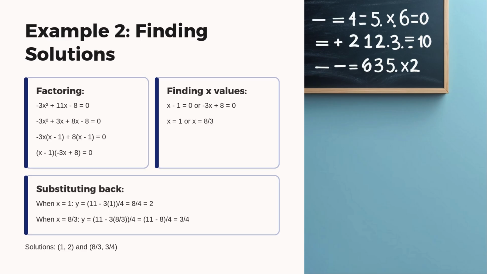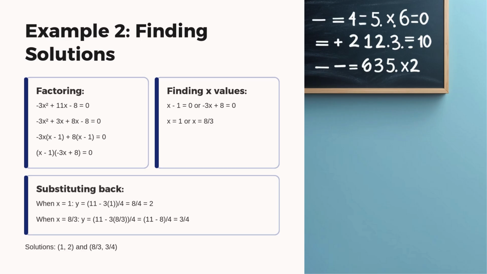Substitute each x back to find y. When x = 1, y = (11 - 3 times 1)/4, which equals 8/4, which equals 2. This is derived by substituting x = 1 into y = (11 - 3x)/4 and simplifying the arithmetic. When x = 8/3, y = (11 - 3 times 8/3)/4, which equals (11 - 8)/4, which equals 3/4. This is simplified by cancelling the 3 in the product 3 times 8/3, subtracting, and then putting the result over 4.